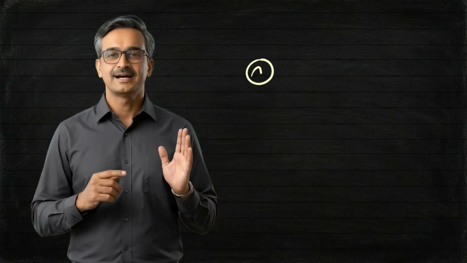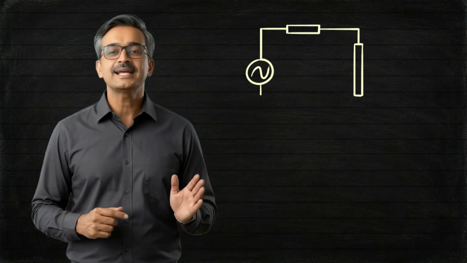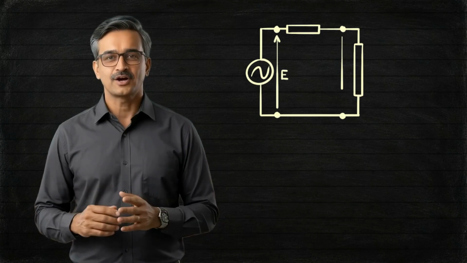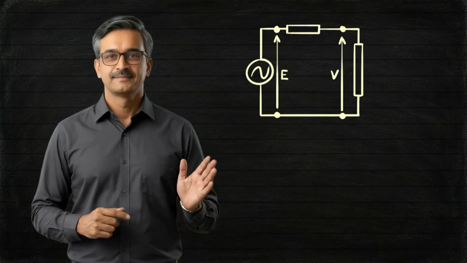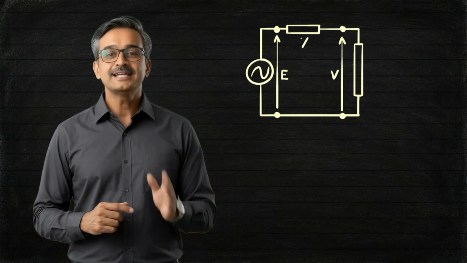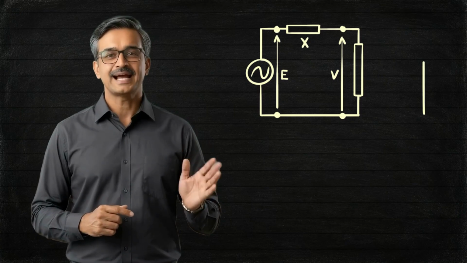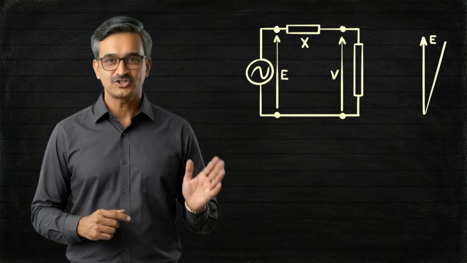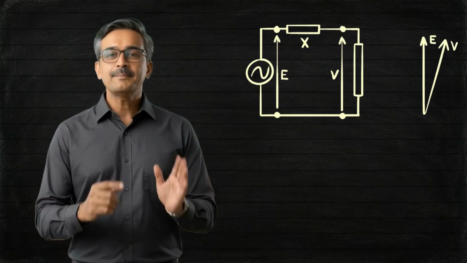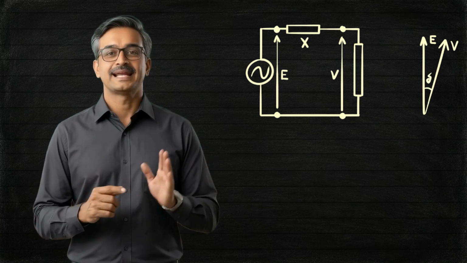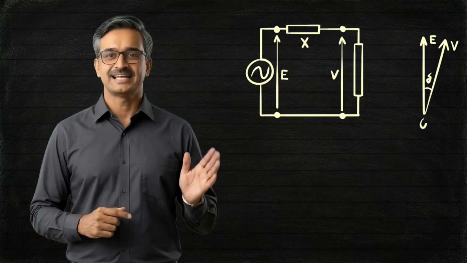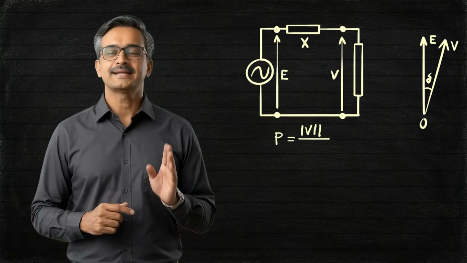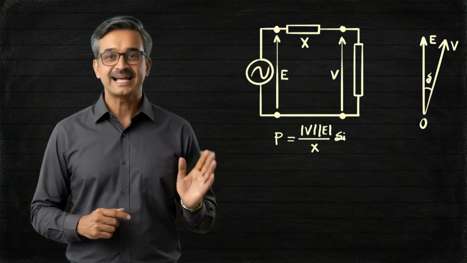Suppose a synchronous generator is connected to a power system. The generator develops an internal induced EMF represented by E. The terminal voltage is represented by V. Between these two exists the synchronous reactance represented by X. The angle between the induced EMF vector E and the terminal voltage vector V is called the load angle or power angle, represented by the symbol delta. The electrical power transferred by the generator is given by P equals the magnitude of V multiplied by the magnitude of E divided by X multiplied by sine delta.